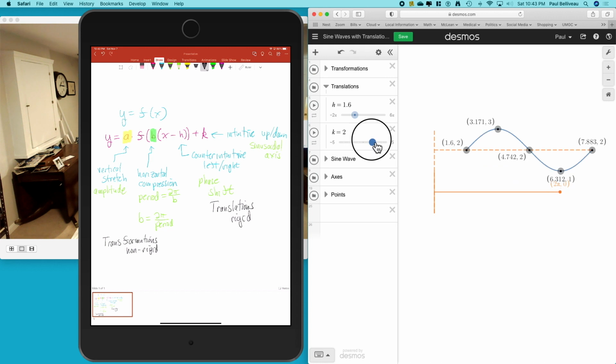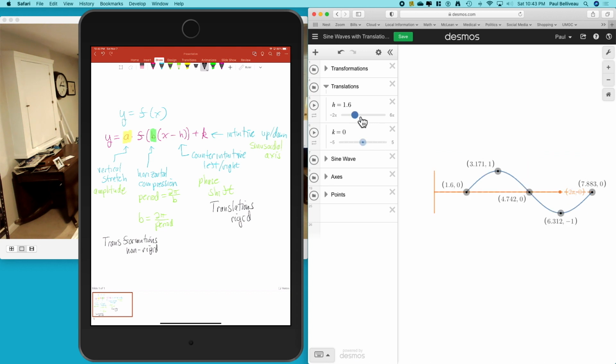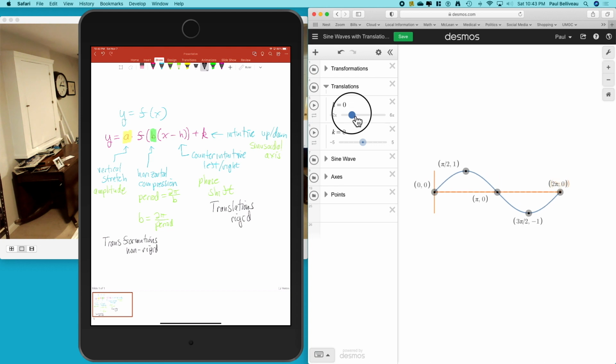You can move it left, right, up, down, h and k, but they don't change the shape. Notice the shape is exactly the same. Set these back to 0 to get my parent function. Now, let me look at the transformations, a and b.